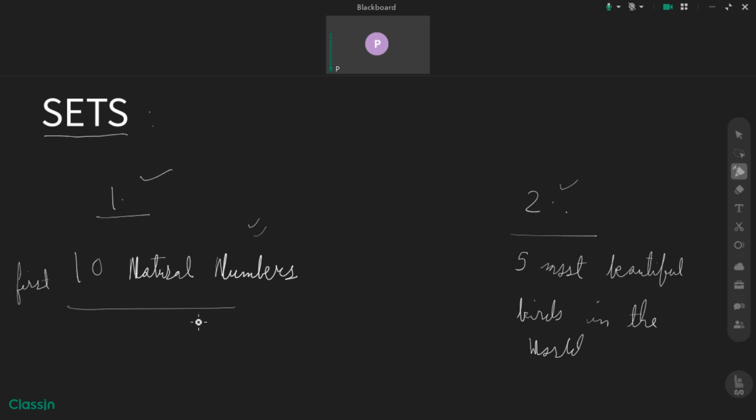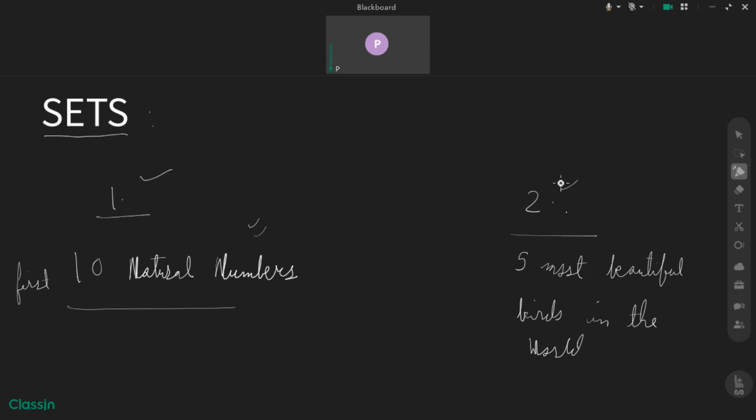Now we'll talk about the second collection, the 5 most beautiful birds in the world. If we ask about this collection to different persons, there will always be a possibility that the choice of the second person will contradict with the choice of the first. For example, if one person chooses A, B, C, D, E, the second person will choose some B, C, D, E, F, different birds. So there's always a possibility that there will be a contradiction between two persons when they choose, from their viewpoint, the 5 most beautiful birds in the world.